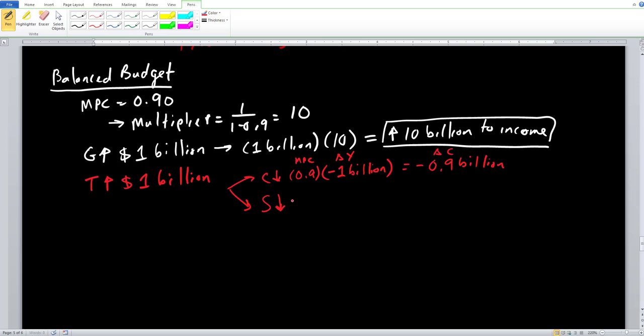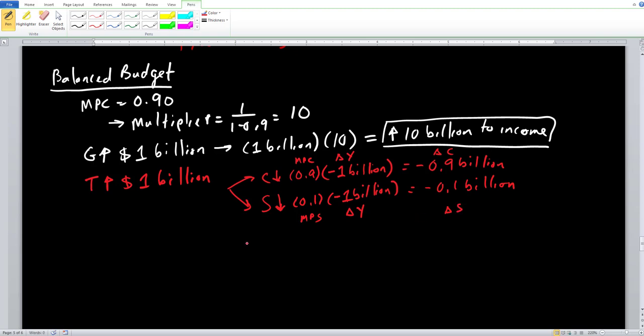Next, we take a look at the savings. What is our MPS? Our MPS is 0.1 here. Remember, these two have to sum to one. If you don't know what the MPS is, remember MPC plus MPS has to equal 1. We multiply it by the change in income, minus 1 billion. Don't forget the negative sign there, change in Y. And then the end result is going to be our change in savings. Here, 0.1 times minus 1 billion is equal to minus 0.1 billion. This is our change in S.